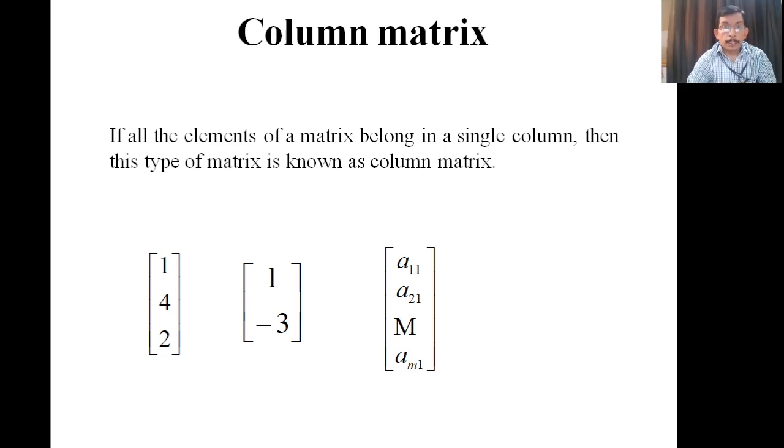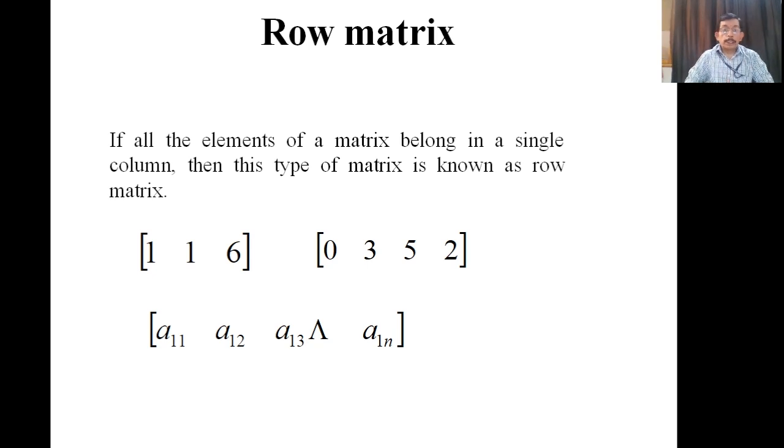Now the row matrix. In a row matrix, each element belongs to a single row. If each element belongs to a single row, then this type of matrix is known as the row matrix. In the first example, you see 1 comma 1 comma 6. The second example is 0 comma 3 comma 5 comma 2. Each element belongs to the single row.